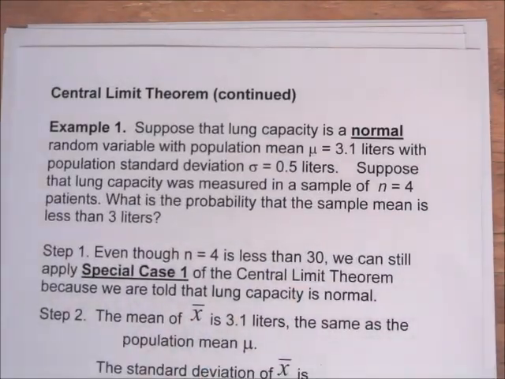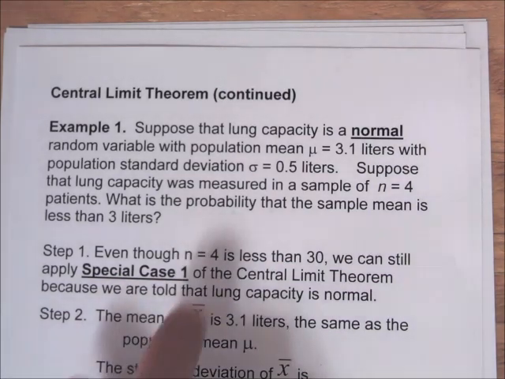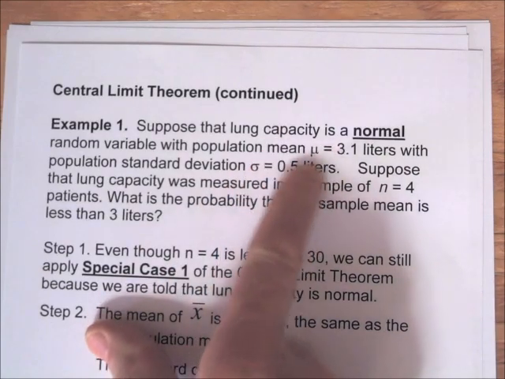Okay, so that was example 0. We'll move on to example 1. And this time, before we had a sample of size 1,000, and we're not assuming it's normal. But let's now assume that x is normal. With a normal random variable, you can still use the central limit theorem even for small sample sizes. So let's assume x, lung capacity, is normal.